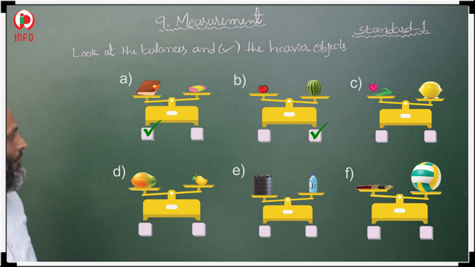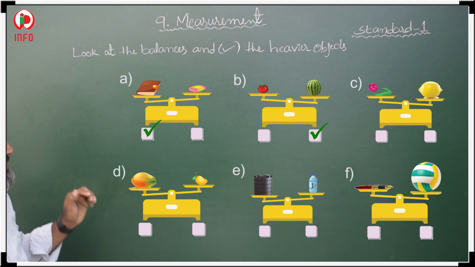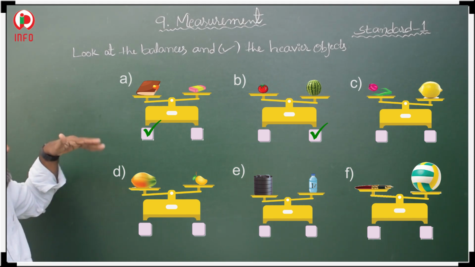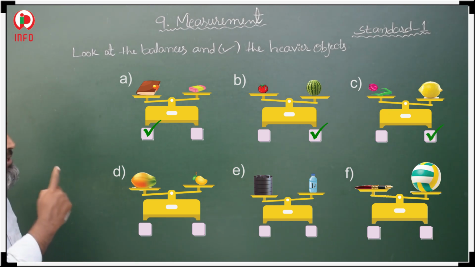Okay. Next, in the third weighing balance, what is given in the pans? In the first pan, one rose flower is given. On the second pan, a lemon is given. If we see these two pans, the flower pan is up and the lemon pan is down. It means the lemon is the heavier object, the second pan. So tick the lemon there.